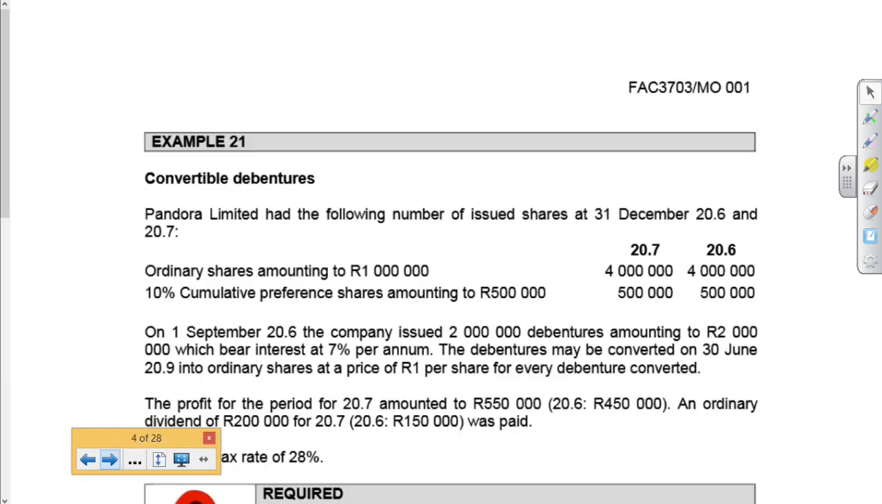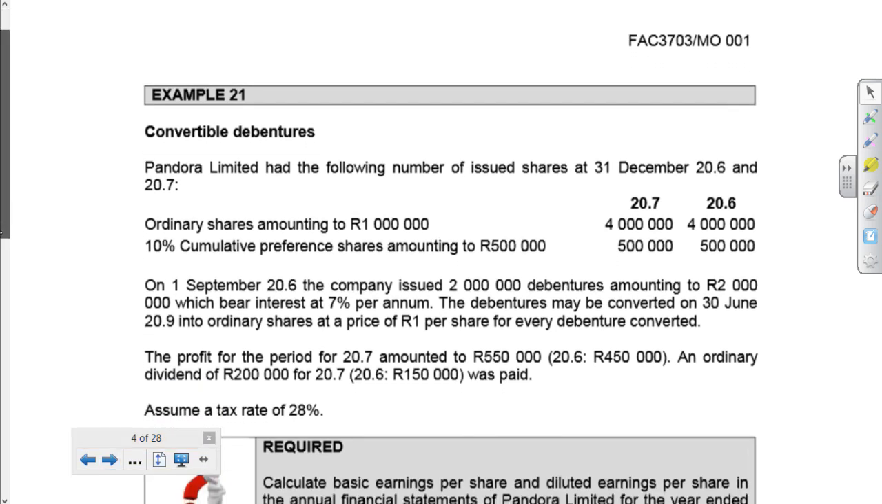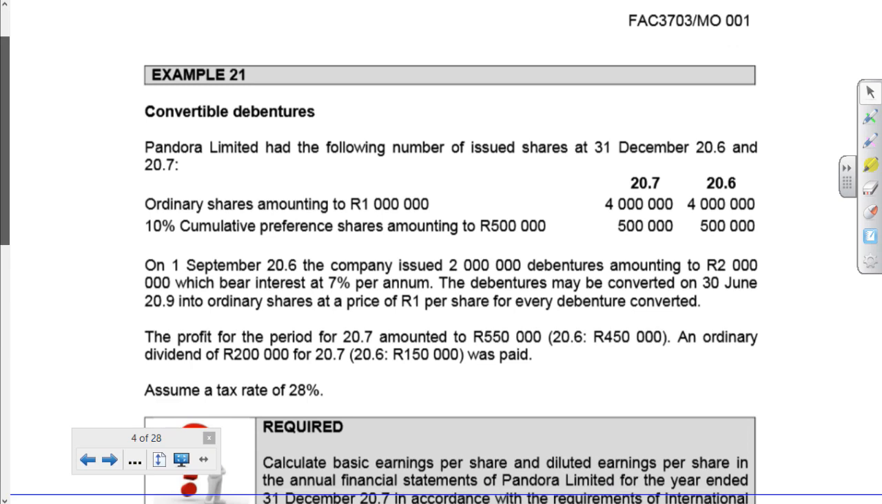All right. So they have two examples. The first one is 21, which is the one that you have immediately following the previous example, 20. And they say that the company has ordinary shares, 4 million of them, and they have cumulative prefs, 500,000. And on the 1st of September 06, that was last year, they issued 2 million debentures of 2 million rand, bearing interest at 7%. They may be converted into ordinary shares at 1 rand per share.